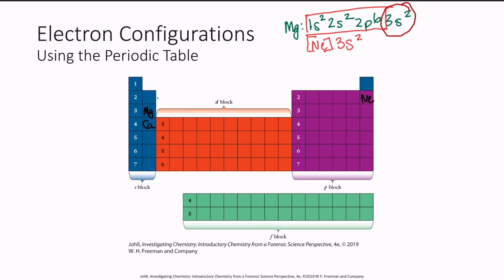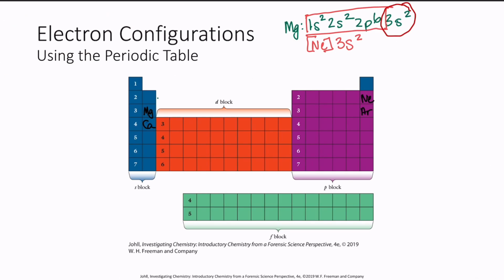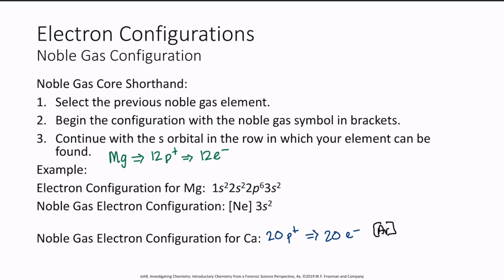So if I want to look at the previous noble gas, I would look at argon. So if I wanted to write the noble gas electron configuration for calcium, I would put argon in brackets. That would account for 18 electrons. I only need 2 more. Calcium is in the 4th energy level. So I'm going to write 4s2. Argon has 18 electrons. I add 2 for a total of 20 electrons. This is the noble gas electron configuration for calcium.